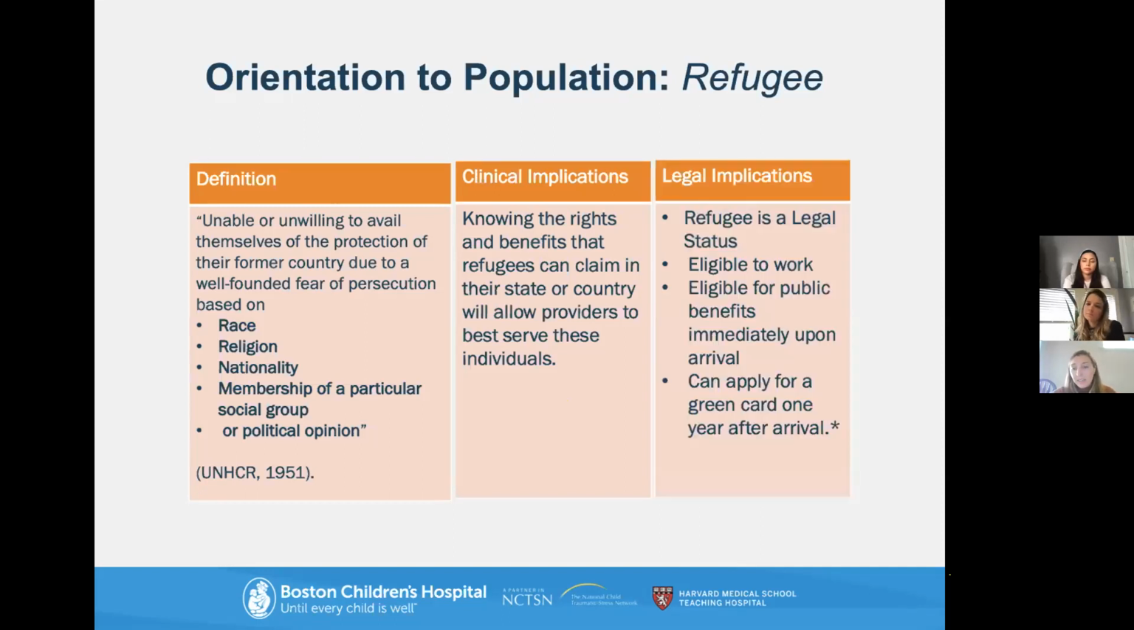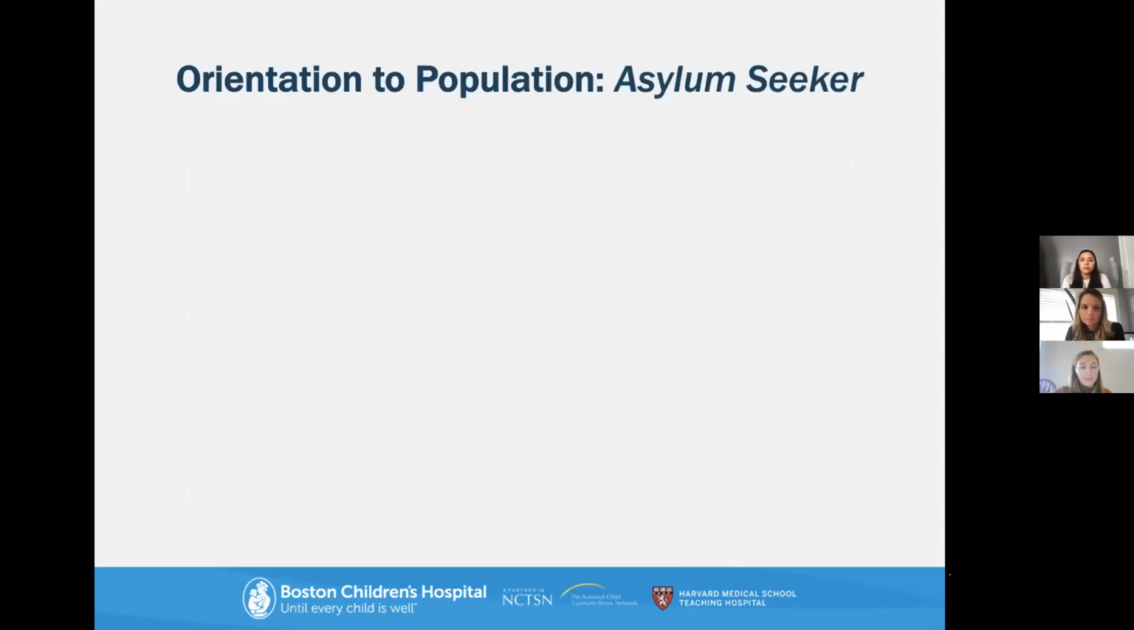In a legal setting, in particular, we'll be speaking of the US context, as it does differ in different countries. Refugee legal status in the United States makes one eligible for work almost immediately upon arrival, eligibility for public benefits, and can start that green card process about a year after arrival if everything goes according to plan. There are always exceptions to the rule. Next slide, please.